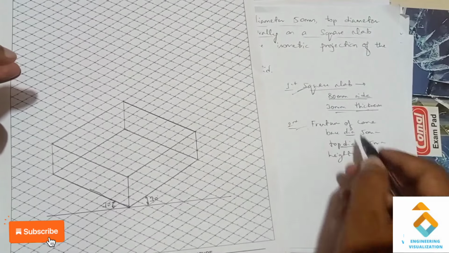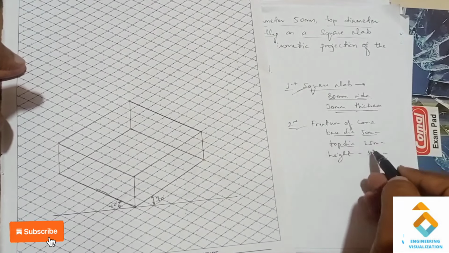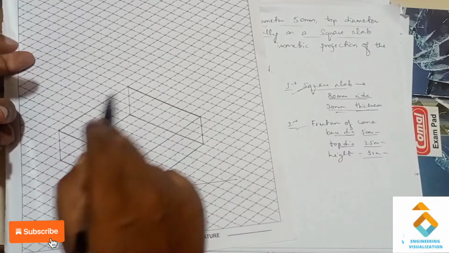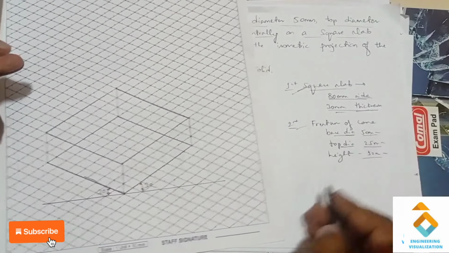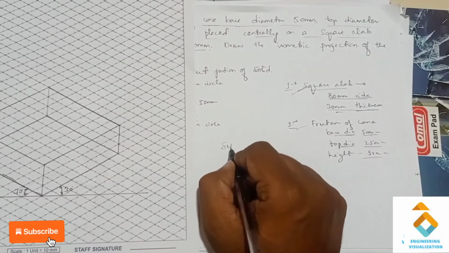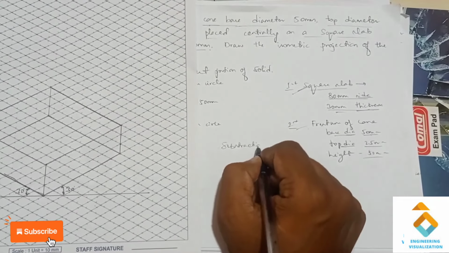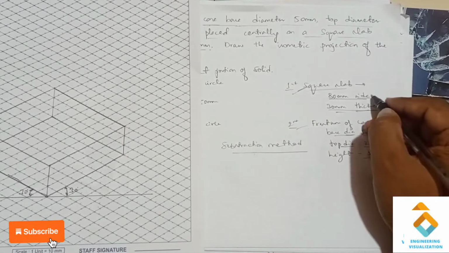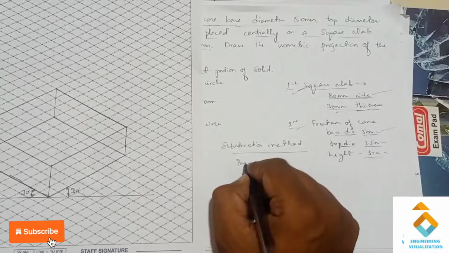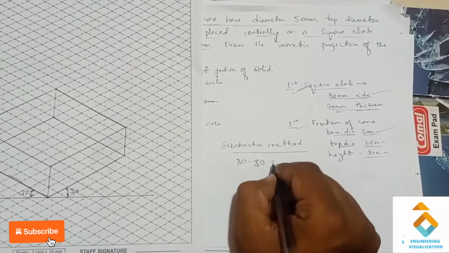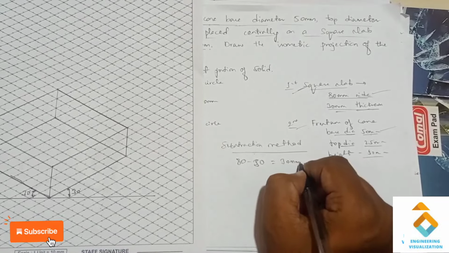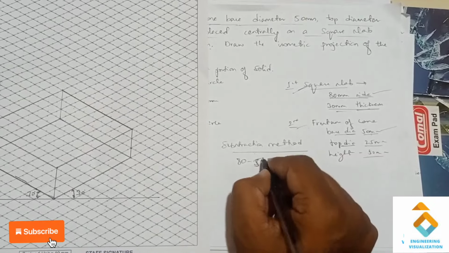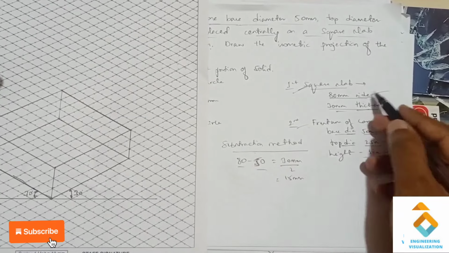Now we have to complete this frustum of cone. For this they have given the base diameter, top diameter and height. On the top of this square slab we have to place the base of 50 mm. For this we will be using the subtraction of box method, subtracting the boxes. Here we have the top box of 80, so we need to subtract 50. 80 minus 50 means it is 30 mm, so on either side it is 15 mm.